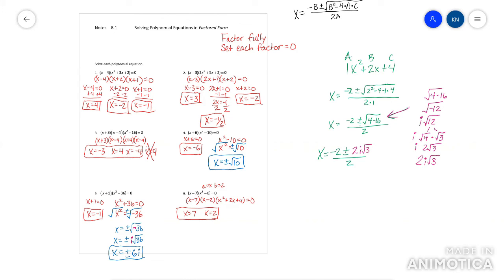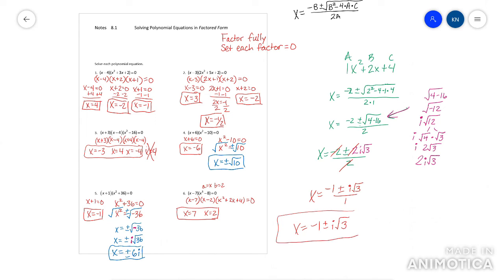And you're basically done here. The only other thing you can do is you can simplify. If all of these numbers are divisible by the same thing, you can kind of reduce them all. So all these numbers are divisible by 2. So I would divide them all by 2 and get x equals negative 1 plus minus i root 3 over 1, which is just negative 1 plus minus i root 3.